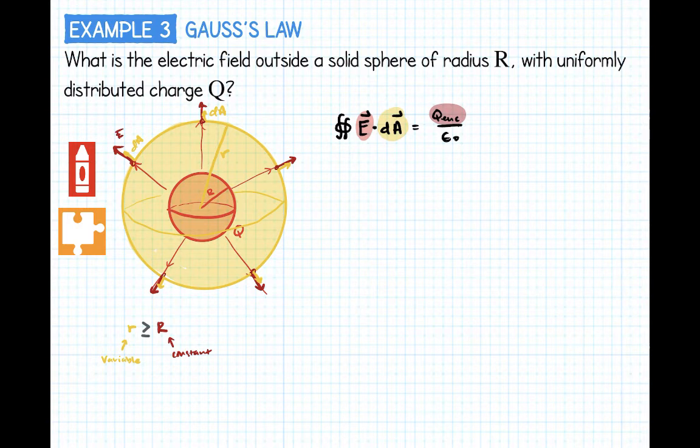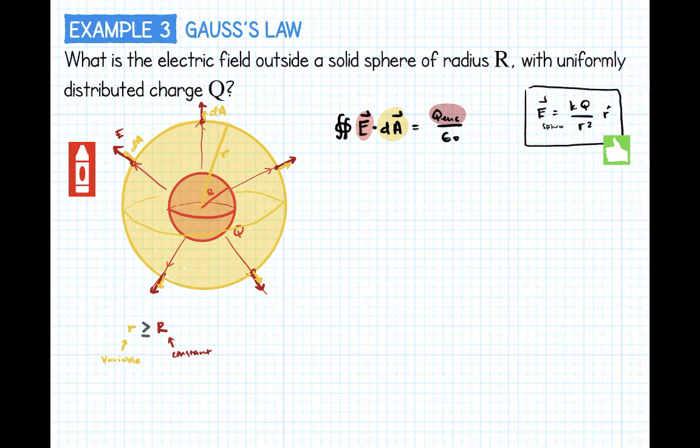So when we set this up, we can see that E can pull out, because all of these little E vectors are at the same distance from the sphere, so E should be constant. E in general is not constant, right? We know that E is going to look something like KQ over r squared. This is for a sphere. We are calculating this, but we know what the answer is going to be because we've calculated this with Coulomb's law. So just so we know later, this is the answer we're planning to get.